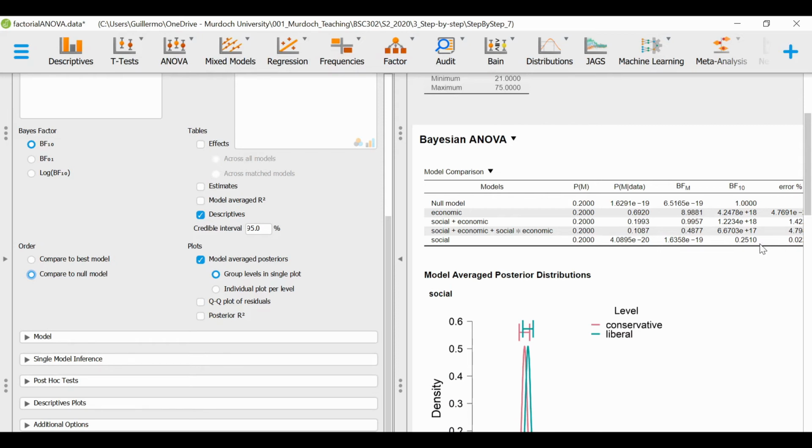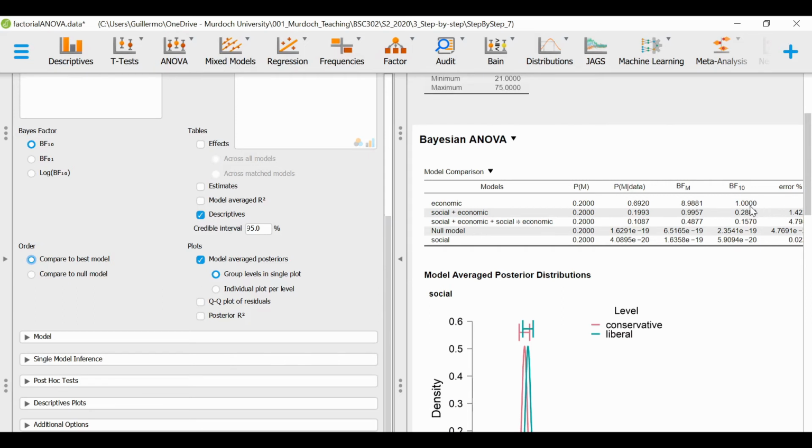So then we can see the effects. Before we do that, how do we interpret this? We interpret that the economic model is much better than the null. Social and economic is also better than the null, but worse than economic alone. So let's return to compare to best model.